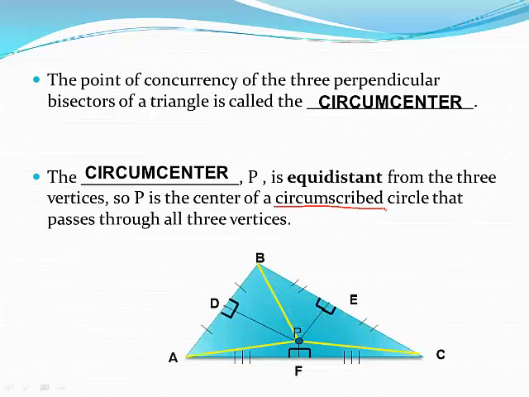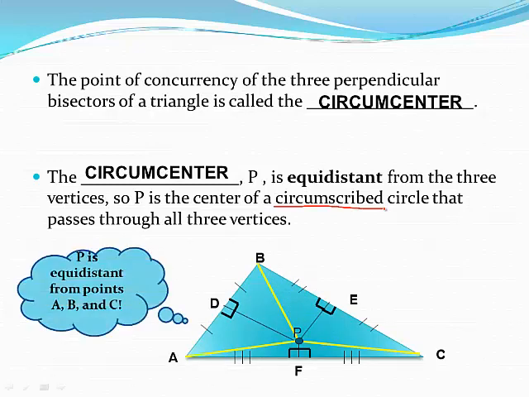Okay, so here are my wonderful constructed perpendicular bisectors. Again, I have my point of concurrency at P. AP's length is going to be congruent to BP's length, which is going to be congruent to CP's length. Okay, so P is going to be equidistant from points A, B, and C.